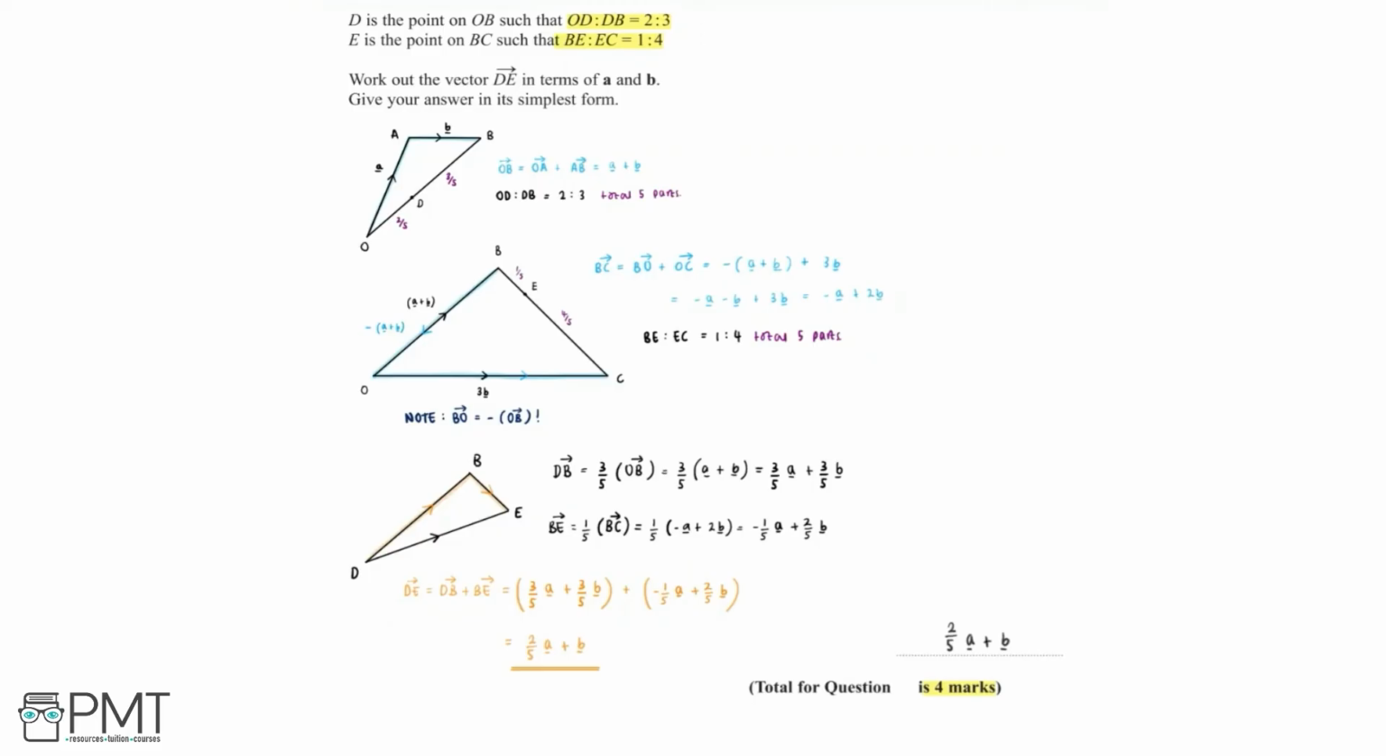Now this question is worth 4 marks. We get the first mark for finding the vector OB, and for also finding that OD is 2/5 of OB, and DB is 3/5 of OB. We get the second mark for finding the vector BC, and for also finding that BE is 1/5 of BC, and the vector EC is 4/5 of BC. We get the third mark for using these ratios in order to find that the vector DE is DB plus BE. And we get the fourth and final mark for correctly simplifying and getting a correct answer that the vector DE is equal to 2 out of 5 (A plus B), allowing us to get the full 4 marks needed in this question.